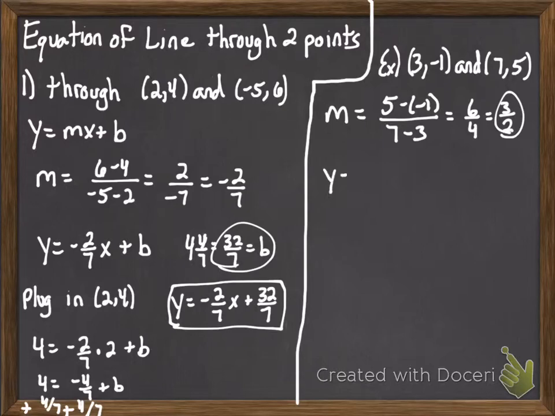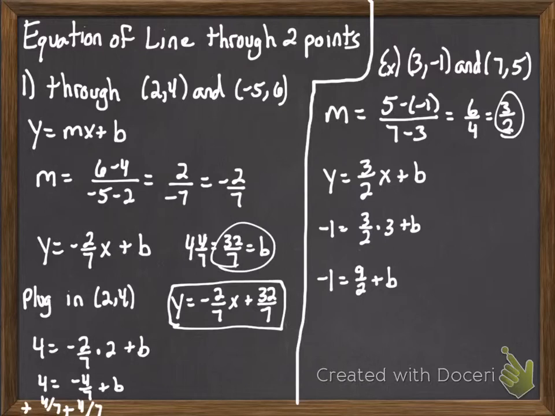Okay, once we know our slope, we can plug that into our formula. Then, as we discussed before, pick either one of the 2 points, either (3, -1) or (7, 5), to plug in for x and y. In this problem, I picked (3, -1). So negative 1 goes in for y, because it's the y value, and 3 goes in for x. We have negative 1 equals 3/2 times 3 plus b. We can simplify: 3/2 times 3 would be 9/2. So negative 1 equals 9/2 plus b.